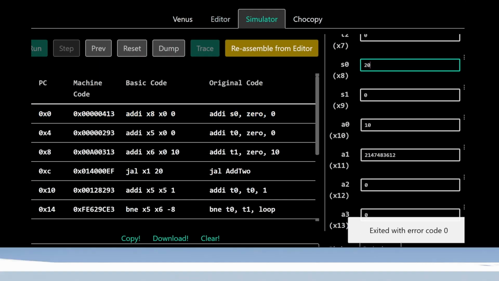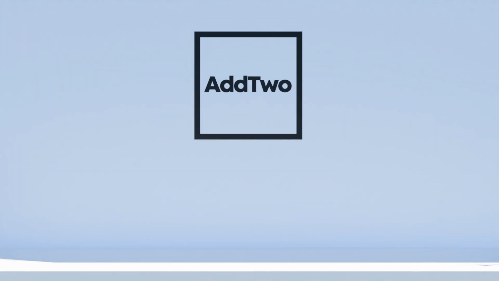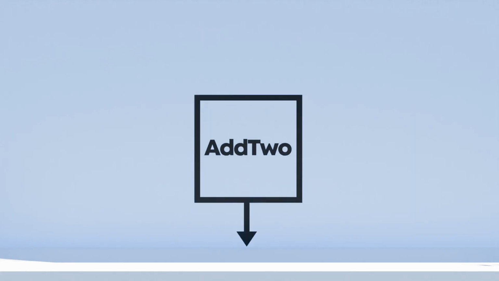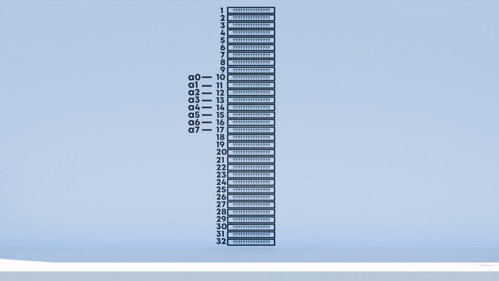Our code is indeed correct, but you could argue that there are flaws in its design, specifically how dynamic it is. What if we want to add 5 instead of 2? What we've created is a function with no inputs and no outputs, but just as a side effect of adding 2 to S0. When we want to have a function use different inputs, we can use registers A0 through A7, or registers number 10 through 17. For outputs, we use registers A0 and A1.